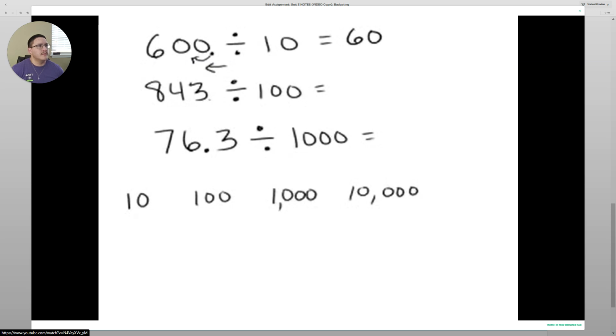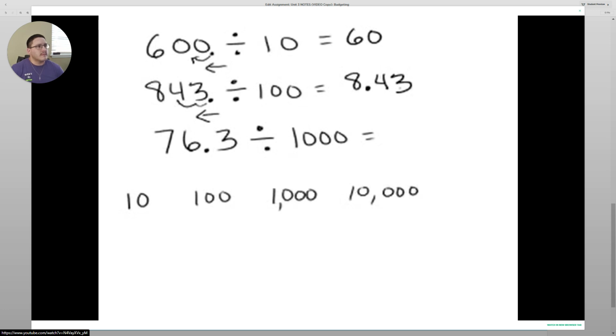What if you have numbers after you move your decimal, like in this one? I go ahead and put my decimal in. I need to move to the left 2 spaces because there are 2 zeros in 100. I move them over, and I just leave those numbers behind the decimal. So 843 divided by 100 is 8.43.